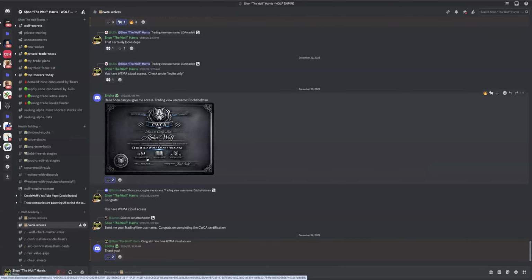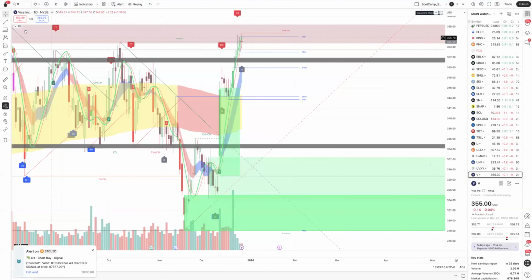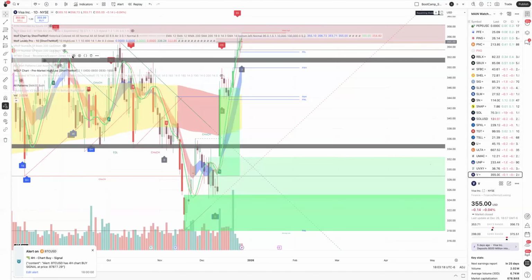And it will give you a test. And if you pass that test, you become certified. And that unlocks different opportunities in the Discord. Like you get to use the WTMA cloud, which is what we use to see when a stock is going to make a parabolic move ahead of time.